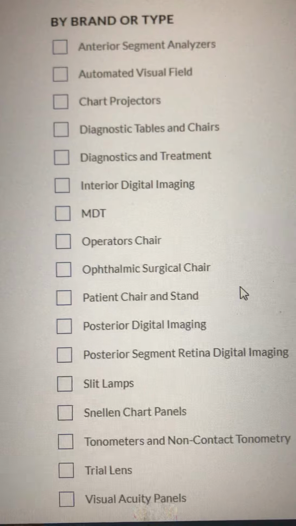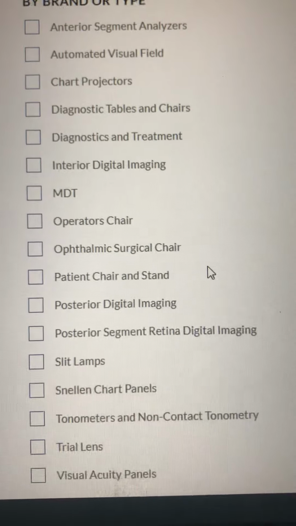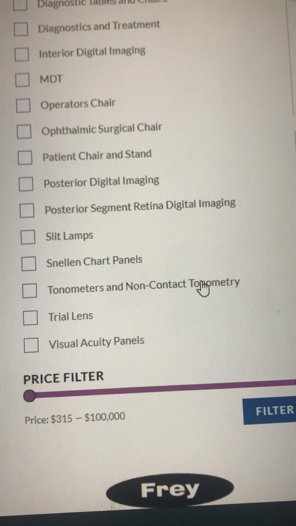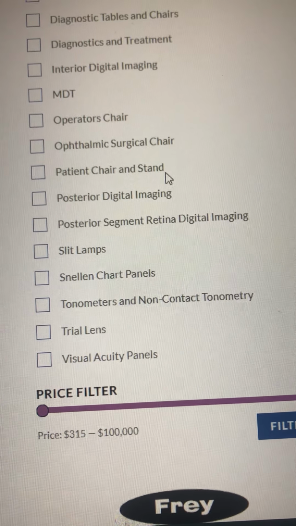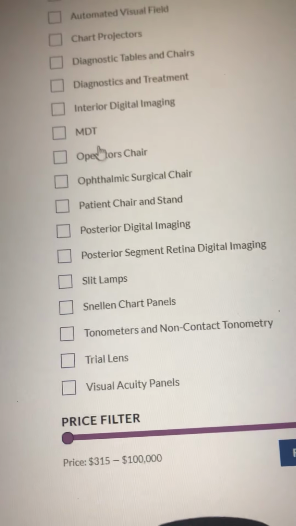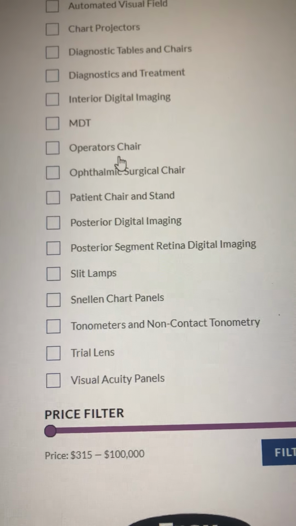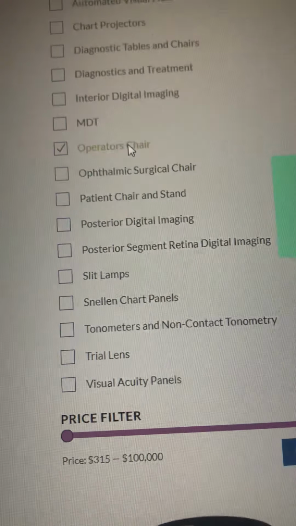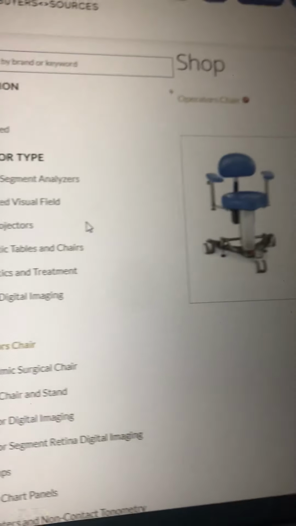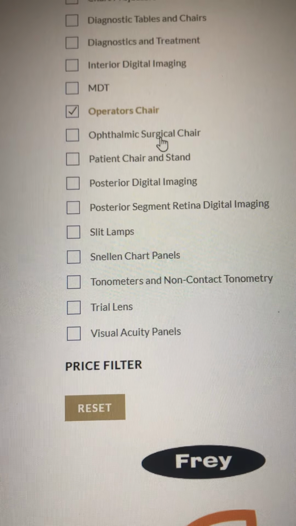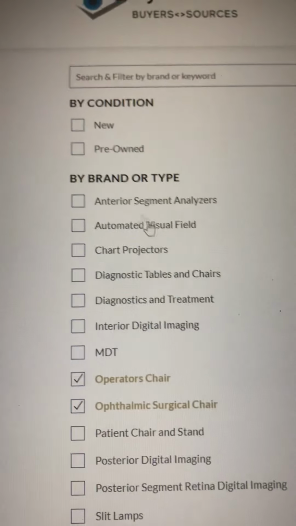We're using more scientific oriented words, and most of the buyers are not going to necessarily be doctors. MDT, we have that on there, but yet we don't have fray. I don't understand why. Operators' chairs, that needs to be surgical chairs. Ophthalmic surgical chairs.